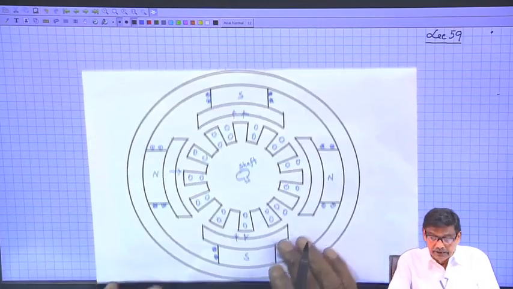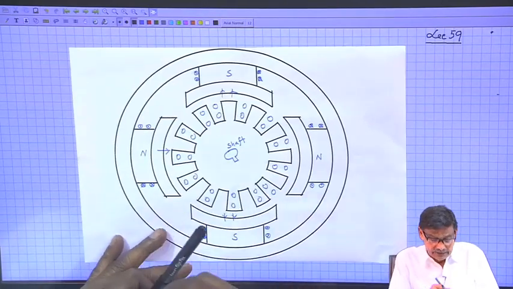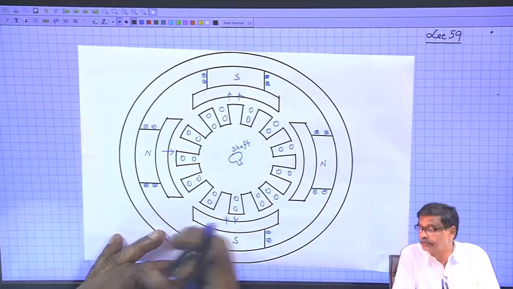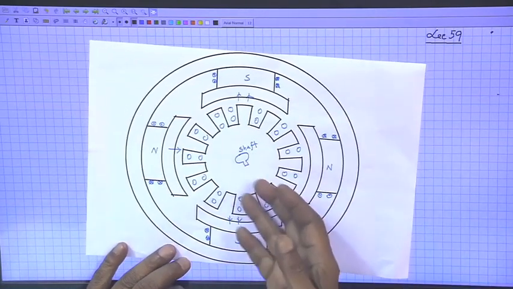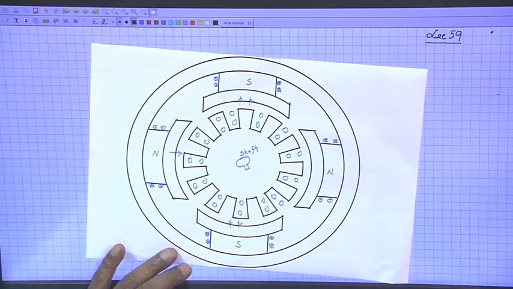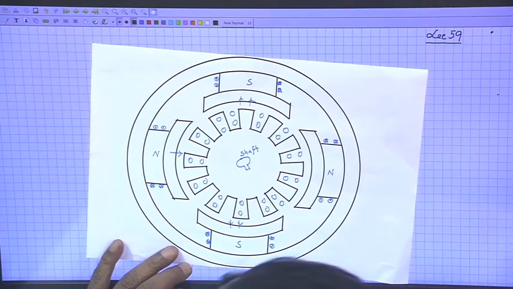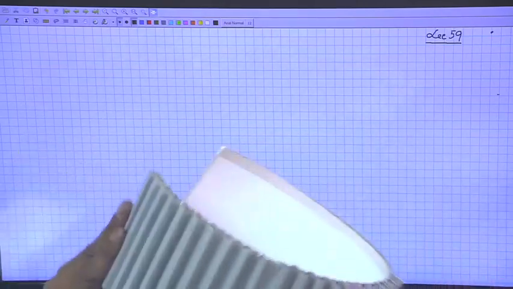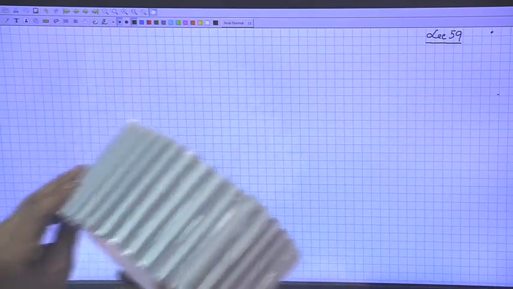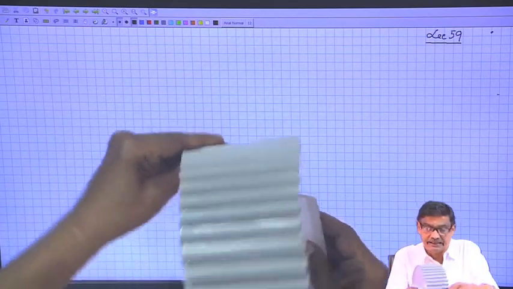Now, I will tell you what this coil is all about. Because in this diagram I cannot show the length of the machine, let me try to show it this way. See, this will be the rotor. Are you getting this?